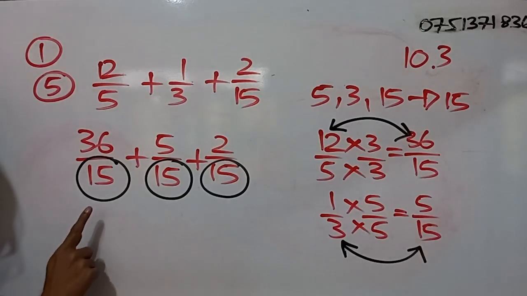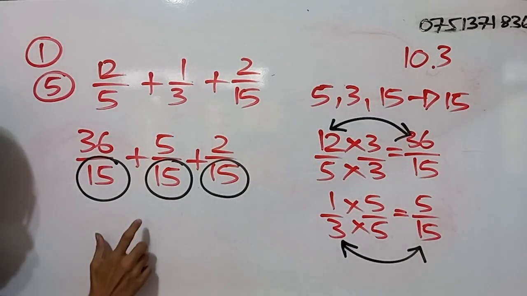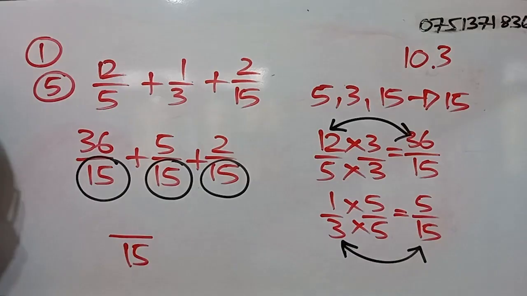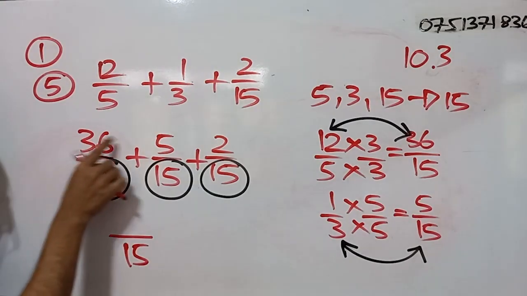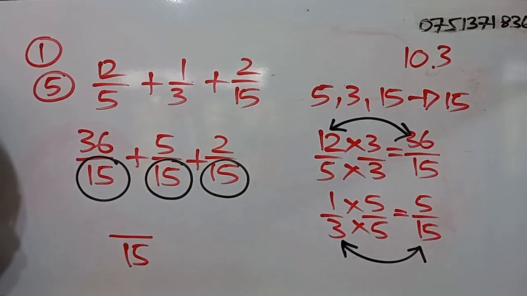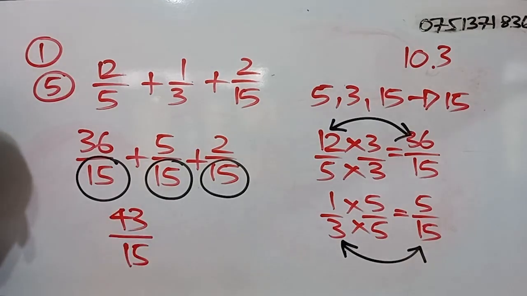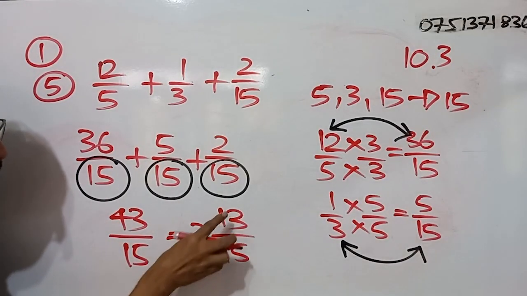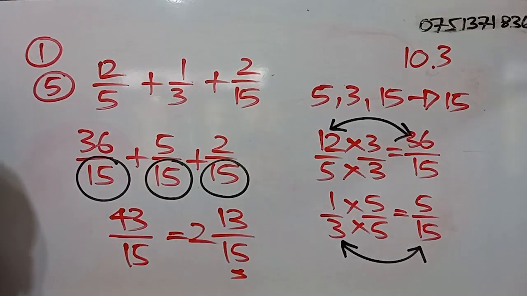Right. So all these three fractions now have the same denominator. So the answer will have the same denominator, which is 15. How do we get the numerator? Simply add these values together. So what do we get? 43. Now, if we consider this fraction, what is the type? Improper fraction. So definitely we have to convert this into a mixed number. So it will be 2 and 3 by 15. So this is the answer.